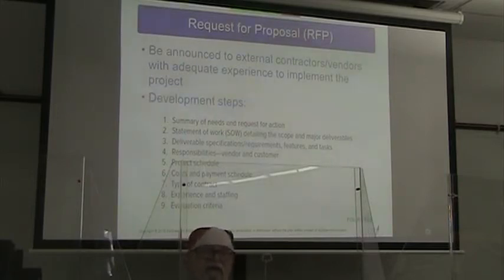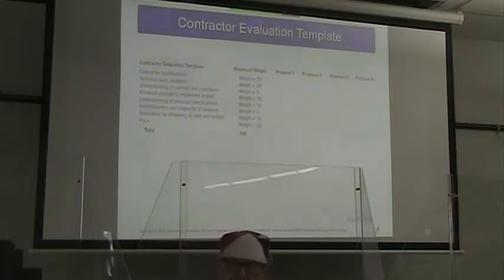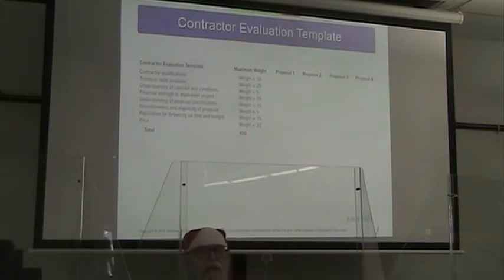So those are the development steps that we will go through with our request for proposal. Now, we're very likely going to use a contract evaluation template. This is very similar to the idea of the project proposal matrix. So we have our contractor evaluation template, we have weights, and we have different proposals.